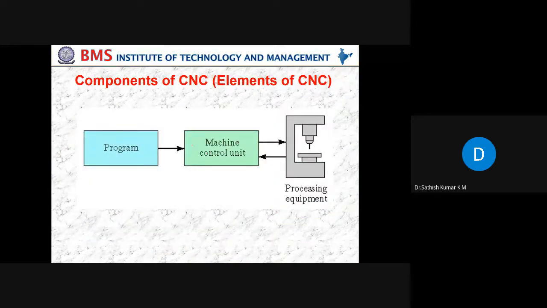Now we'll briefly go through the components of CNC. Very simple thing. We have only three components. One is the program. The program is the list of instructions, which is required in order to carry out the operation.